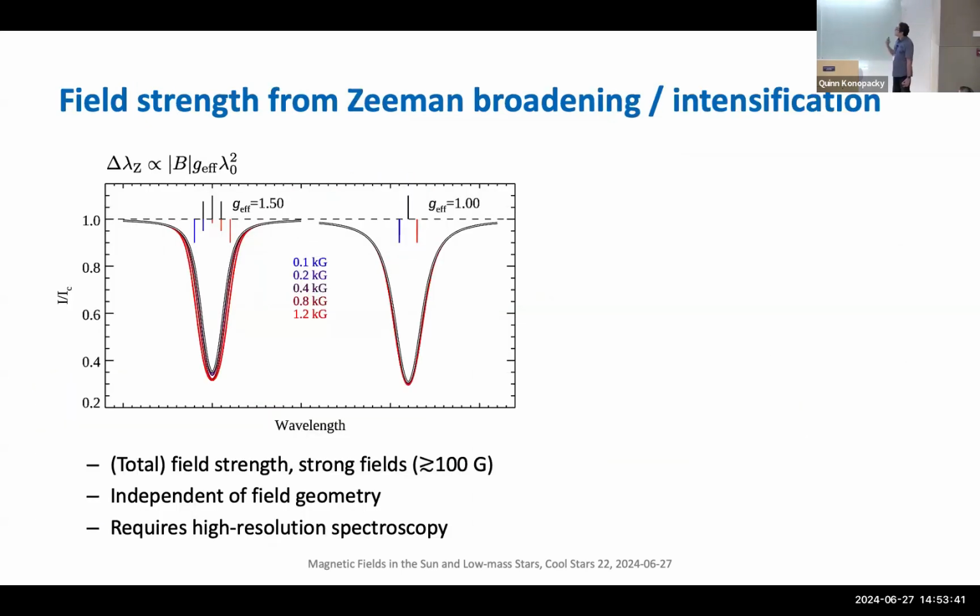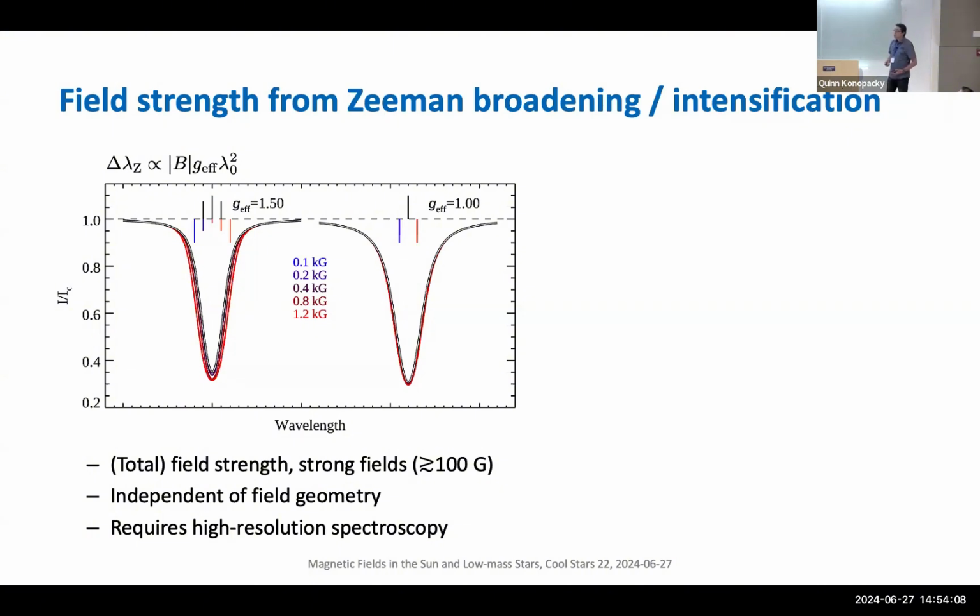But let me start by reminding you about two principal methods of direct measurement of magnetic fields on stars, and I'm aware of radio, but I said on stars, not near stars. So it is still the Zeeman effect. And one method is Zeeman broadening, that is, how much spectral lines are broadened by the field.